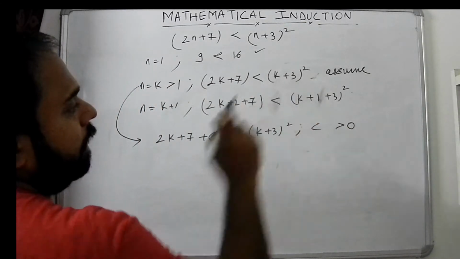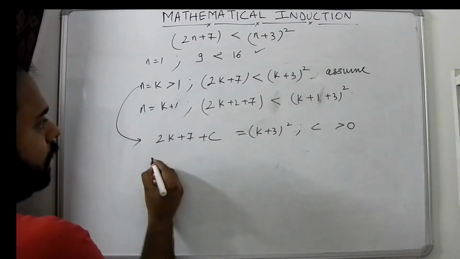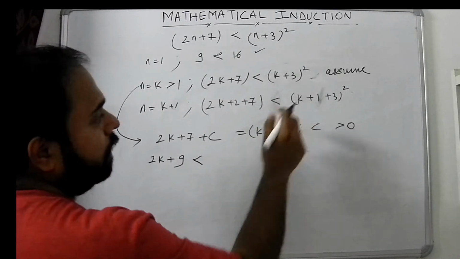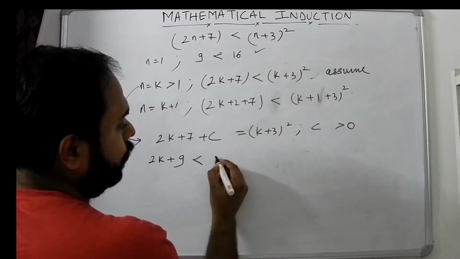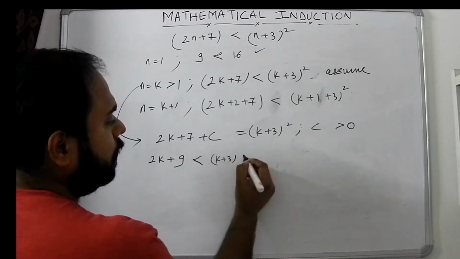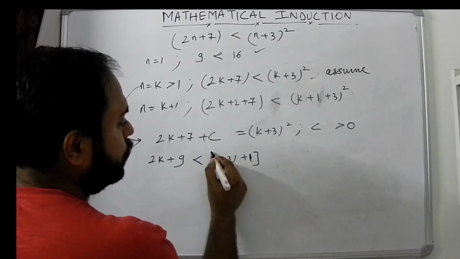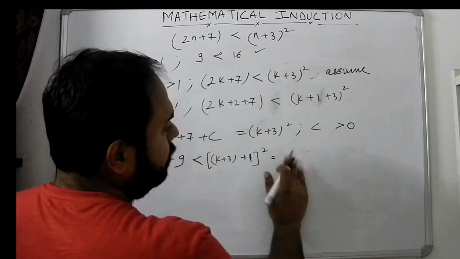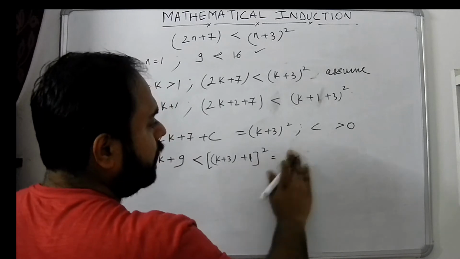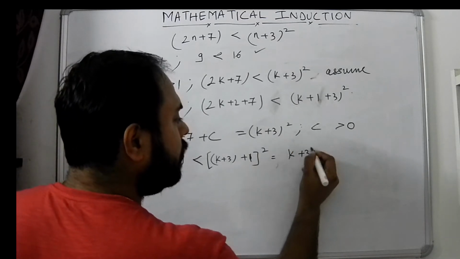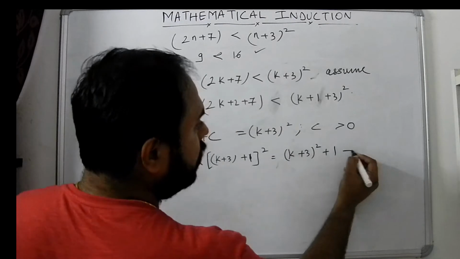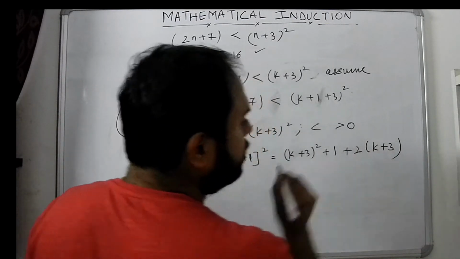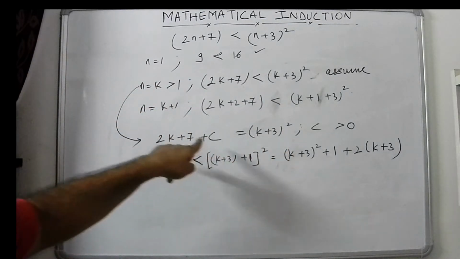So I have this thing. Let me open this. Okay, so it becomes 2k plus 9 is less than k plus 3 plus 1 whole square. So I am writing it as k plus 3 plus 1 whole square, and I open it as a plus b whole square. So it becomes k plus 3 whole square plus 1 plus 2 times k plus 3, right? It becomes like this.